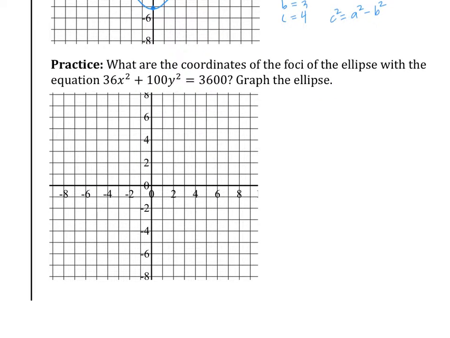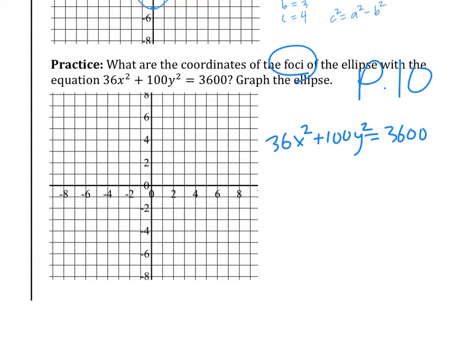So we are on page 10. On the very bottom, we have this practice problem. What are the coordinates of the foci of the ellipse with this equation? Okay, the first thing you should always do is make the equation equal to 1. So divide everything by 3,600. You need to make sure that it's equal to 1.